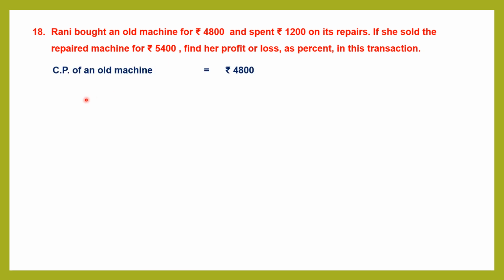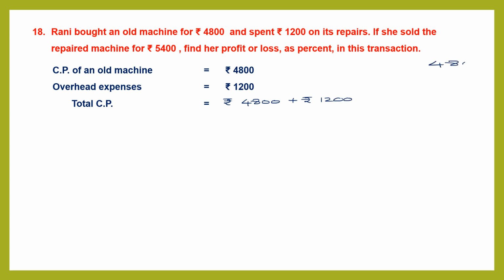So let's begin by saying cost price of an old machine is 4,800 rupees. The overhead expenses is 1,200 rupees given to us in the question. So for the total cost price, we have to add these two. That is, add 4,800 and 1,200. So let's do that addition. Plus 1,200. 8 plus 2 is 10, carry 1, 4, 5, 6, that's 6,000 rupees. So the total cost price here is 6,000 rupees.